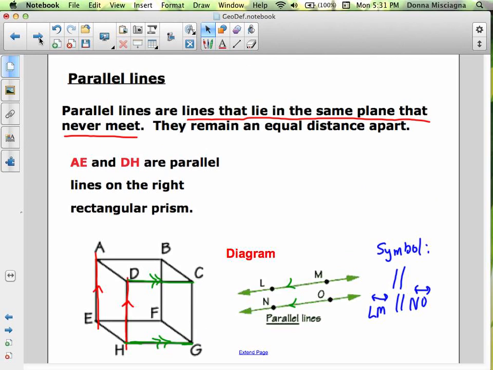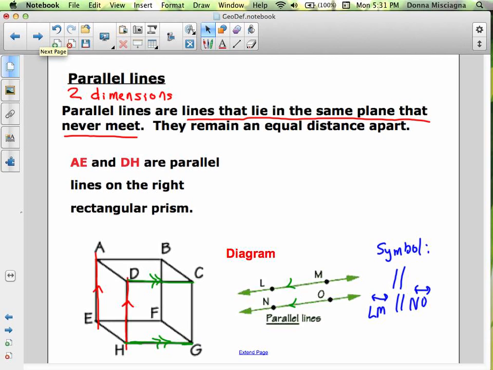We have parallel lines. So parallel lines are, and so this is the definition. Oh, and by the way, these would be in 2 dimensions as well. They'd only be in 1 dimension if they were on top of one another, and then that would be the same line. So you can write 2 dimensions. Parallel lines are lines that lie in the same plane that never meet.